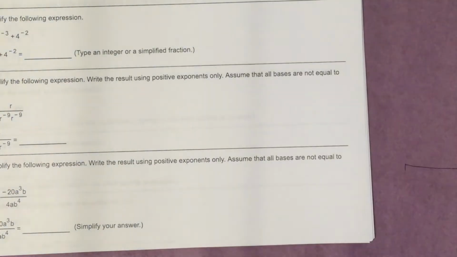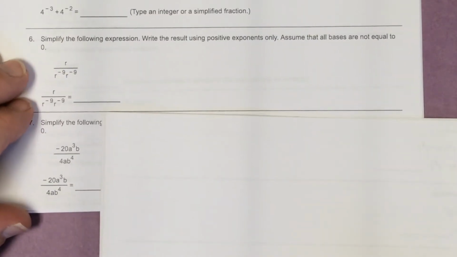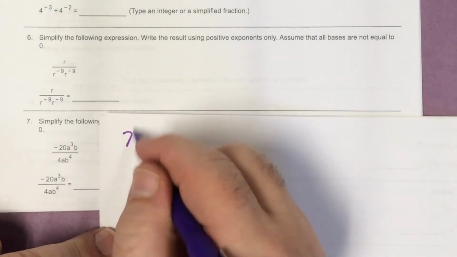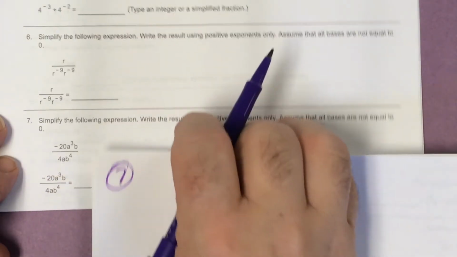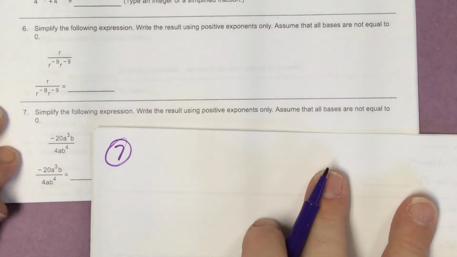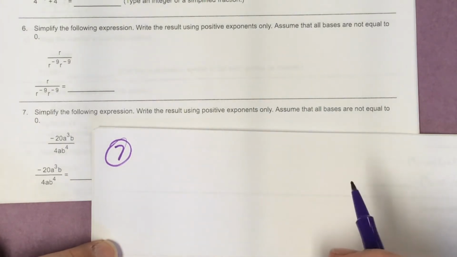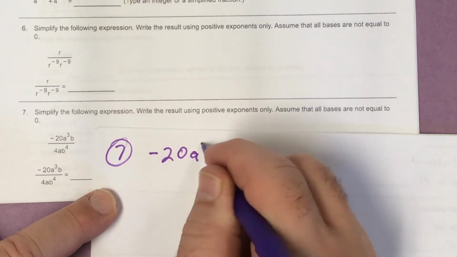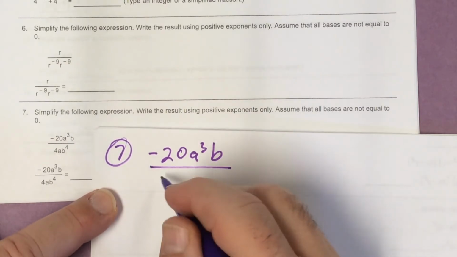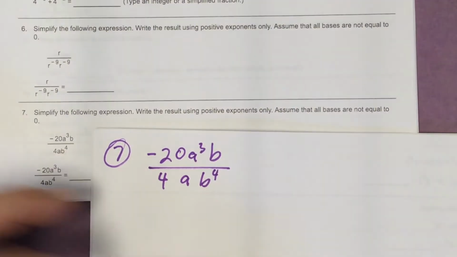Let's go ahead and take a look at question 7. I did question 7 in a few classes yesterday, but I did not do it everywhere. So question 7 reads, simplify the following expression, write the result using only positive exponents. Now there's a couple ways that you could do this, and if you have a way that works for you successfully all the time, keep doing it. Negative 20 a to the third b, divided by 4 a b to the fourth.